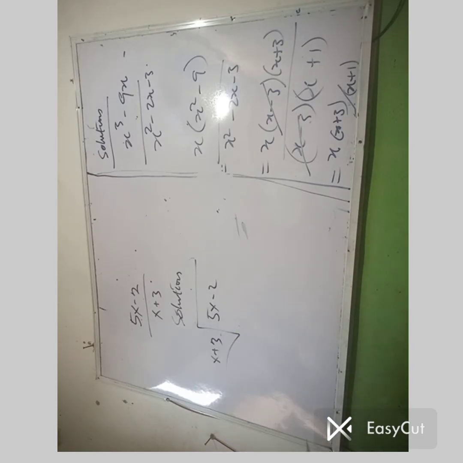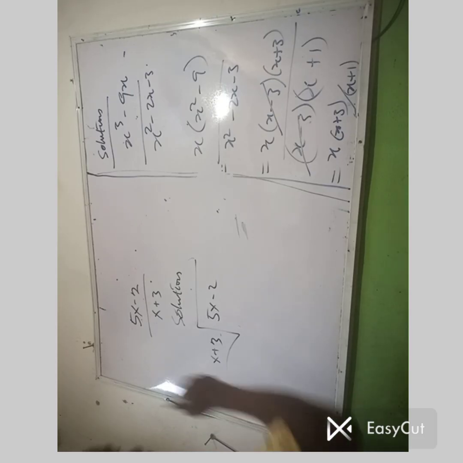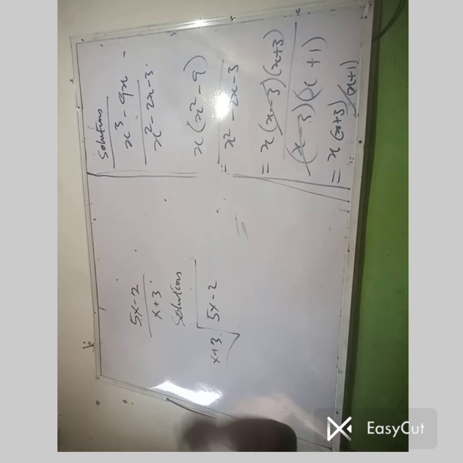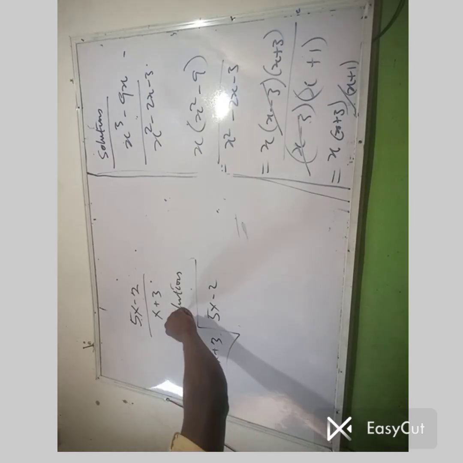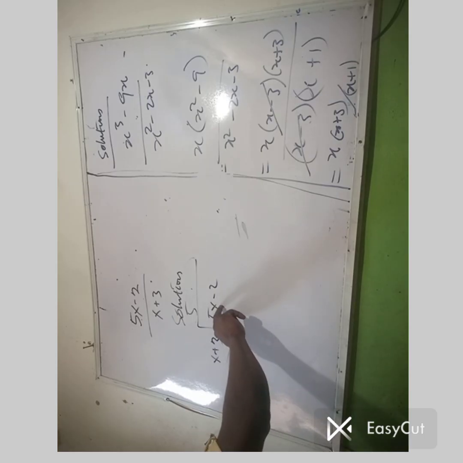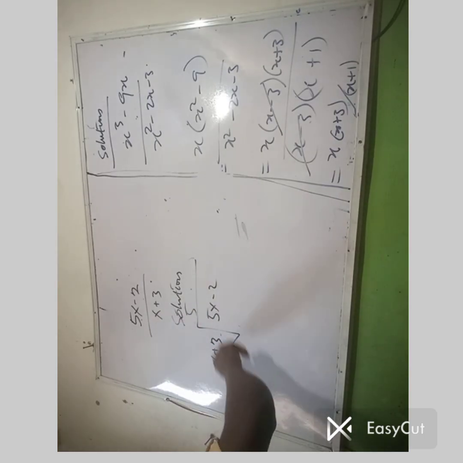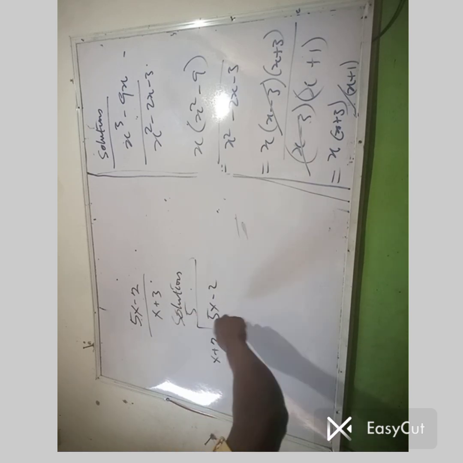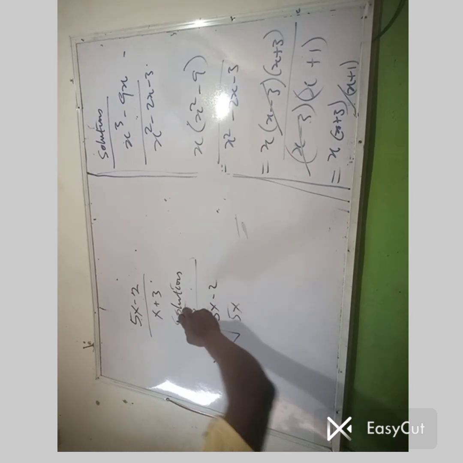So then we continue our division. Now we have this. When you divide this by this, what you are going to get is this. You have only 5. You are dividing the highest power here by the highest power here. So we have 5x divided by x. We have only 5. So you go on. That's 5x plus 15.